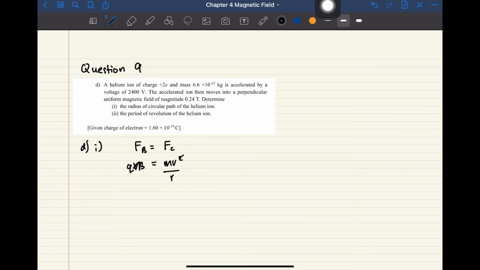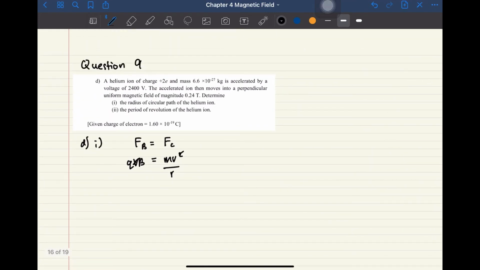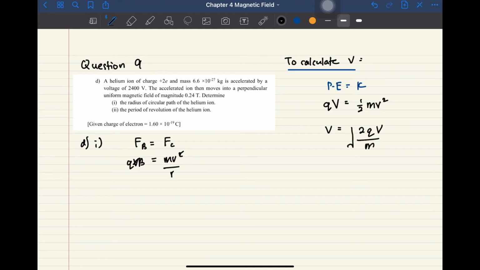To calculate the value of v, you can use, maybe I can write over here, v stands for velocity. You can use conservation of energy, where potential energy is equal to kinetic energy. Potential energy for a charge you can represent by Q multiplied with V, which is equal to half mv squared. So my velocity v is equal to the square root of 2qV divided by m.